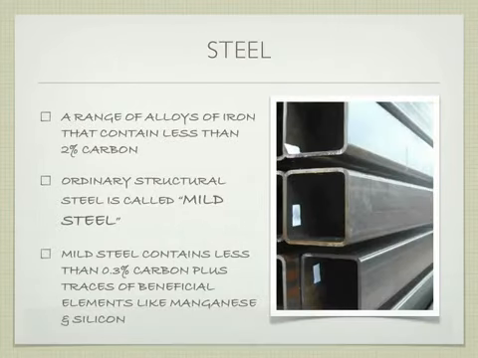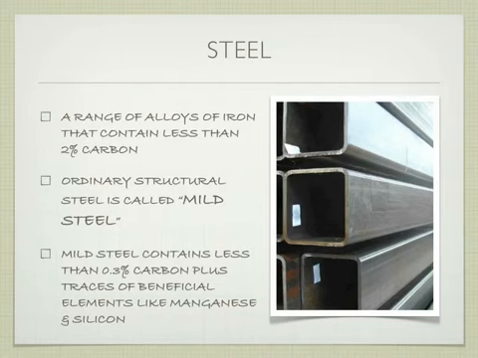So we've moved through cast iron into wrought iron. Finally, we're at steel. So what makes steel great? Why do we care about it? Steel generally contains a range of alloys of iron that contain less than 2% carbon. If we're in the mild steel, this is what we would call ordinary structural steel, the stuff that this building is framed out of, the stuff that Trader Joe's is framed out of, the stuff that the AAA building is framed out of. A lot of buildings are made out of mild steel, and mild steel contains less than 0.3% carbon.